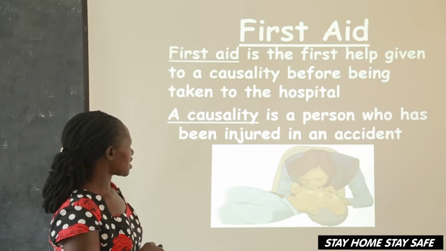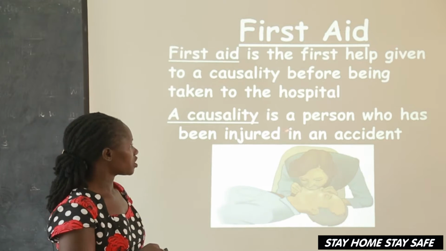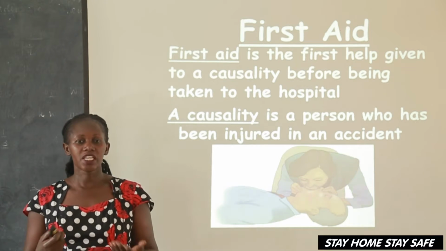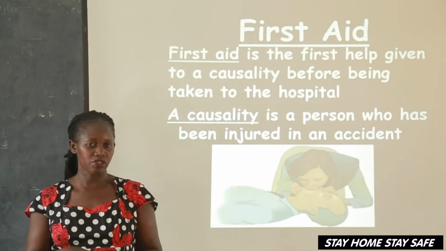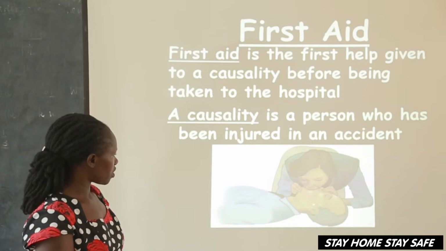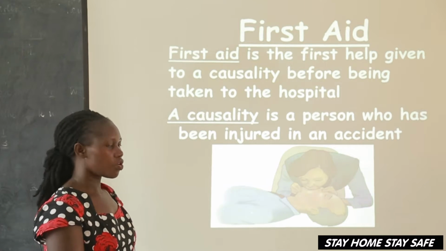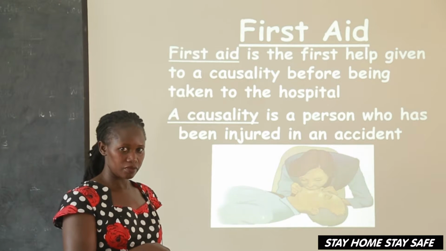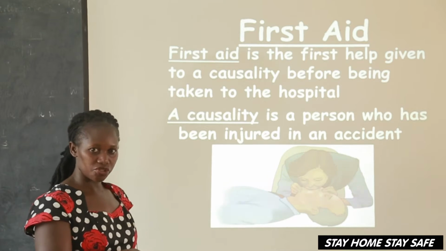Now somebody is going to ask me, who is a casualty? A casualty is this person who has got an accident. So first aid is the first help you give a person who has got an accident before you take that person to the hospital. As you see in this picture, there is a person who has got an accident. You see this one lying down? This is the person we call a casualty.